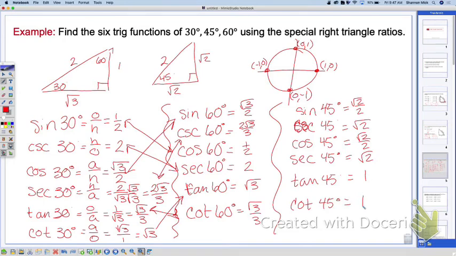Okay, so 45 is really easy. The biggest thing is people forget when they reciprocate square root of 2 over 2, they forget to rationalize. Or they'll leave it 2 square root of 2 over 2. Can I leave that 2 square root of 2 over 2? No, the 2 is reduced.